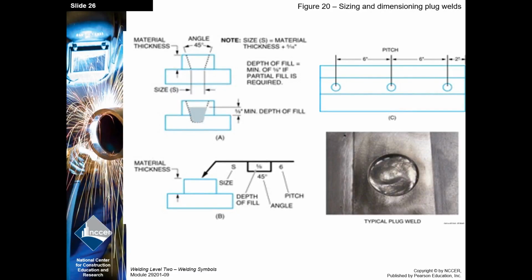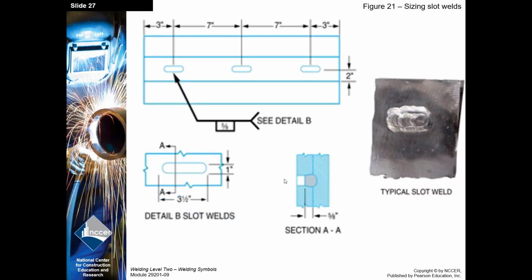Sizing for dimensioning plug welds, same type of thing. They're going to give you a size here, maybe the diameter, depth of fill. So inside the plug weld, they're going to tell you how much they want you to fill it up because they may not want you to fill it all the way full. The angle, in case it's contoured, and then the pitch, so the spacing between each of those, center to center. Slot welds, same way. Depth of fill goes inside. And here they're using some blueprint measurements that size those out, 7 inches apart, 2 inches off the edge there. And here they're giving the size of the hole, 1 inch and then 3.5 inch long.